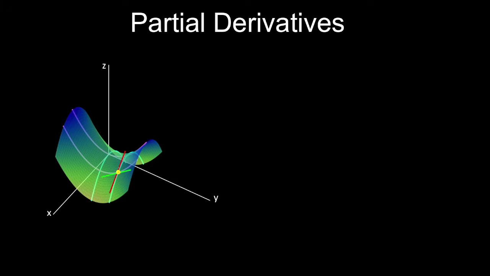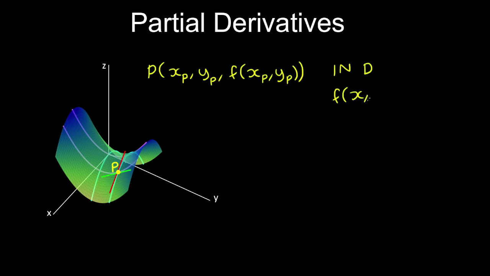Suppose we have a point on a surface, in this case being a hyperbolic paraboloid. So the point P has coordinates xp, yp, and the z coordinate is a function of the x and y coordinates. So this point P is in the domain of the function, being a function of x and y. Now suppose we cut this surface with a plane at y is equal to the y coordinate of this point.